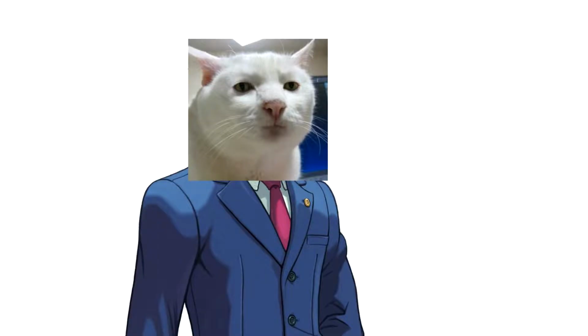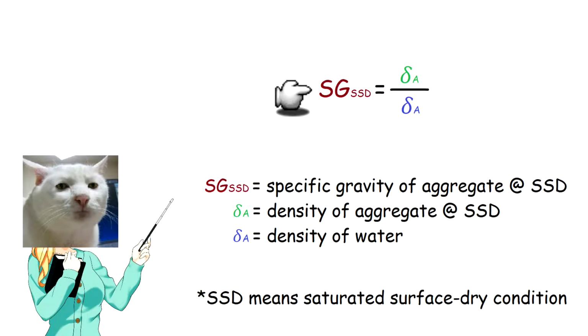Hello students! Today's topic is about the process of determining the specific gravity of coarse aggregate at saturated surface dry condition or SSD. Specific gravity of aggregate is the ratio of the mass of the unit volume of aggregate to the mass of the same volume of water.